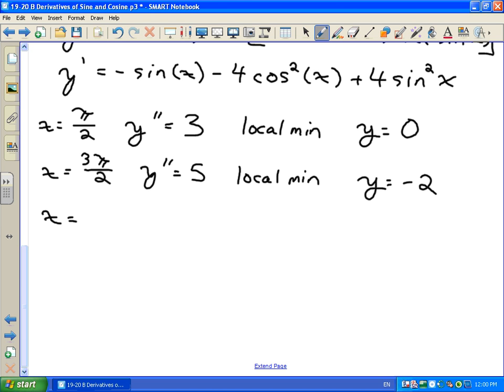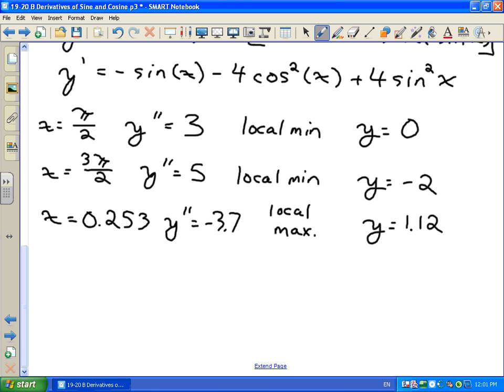So those were 0.253. We get y double primed is equal to -3.7. And it doesn't matter how accurately I get this second derivative, because I'm only really interested in the sign. So my sign here is negative, so this is going to be a local maximum. And I go ahead and I work out my y value is 1.125. Got 1 point left to go here. It is 2.889.